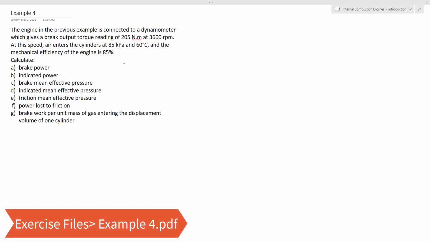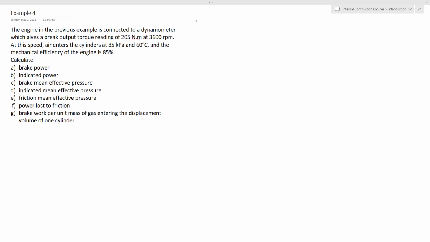Hello and welcome to this new example. In this example, we will reconsider the engine in the previous example. So remember, in the previous example, we had a 3-liter 6-cylinder engine. So the displacement volume was equal to 3 liters and the total number of cylinders is equal to 6.